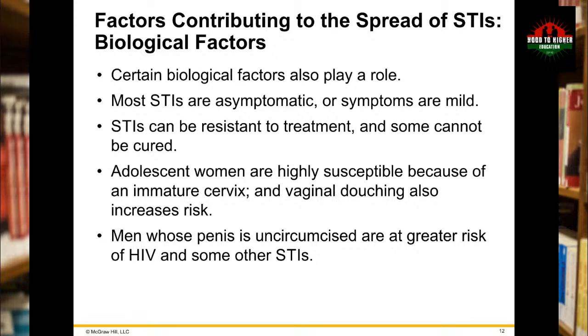Adolescent women are highly susceptible because of an immature cervix, and vaginal douching also increases the risk. And a lot of women don't know that. Men whose penis is uncircumcised are at a greater risk of HIV and some other STIs, just because the opening is more prone to infections getting into the penis.